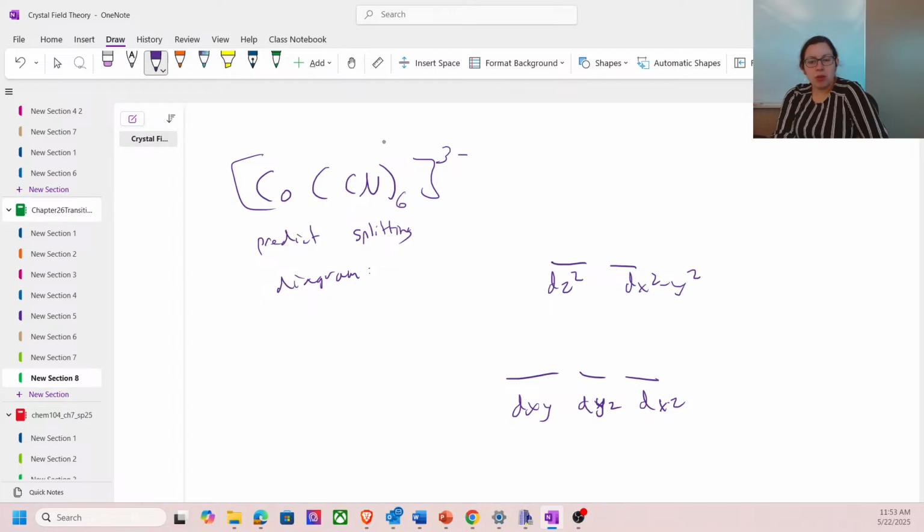And then, what do we know about cyanide? Is it a strong field or weak field ligand? It tends to fill the lower orbitals first, so that's a strong field ligand. Then we want to figure out, for cobalt, what is the d count on it? What's cobalt's oxidation state here? +3. So cobalt +3, so what does that make it d count wise?